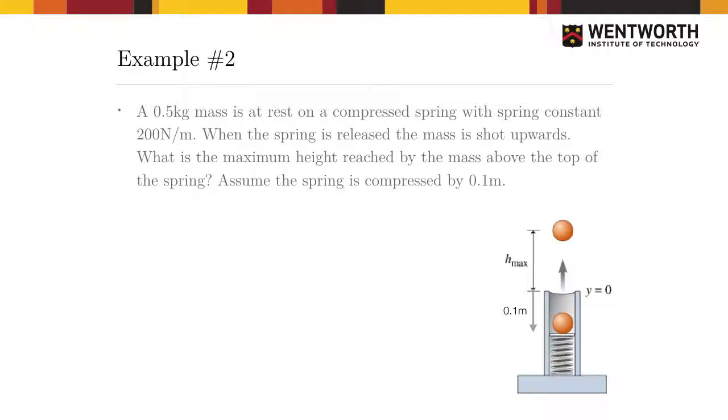Here we have a 0.5 kilogram mass at rest on a compressed spring with spring constant 200 newtons per meter. When the spring is released, the mass is shot upwards. What is the maximum height reached by the mass above the top of the spring? And we're going to assume that the spring is compressed initially by 0.1 meter.